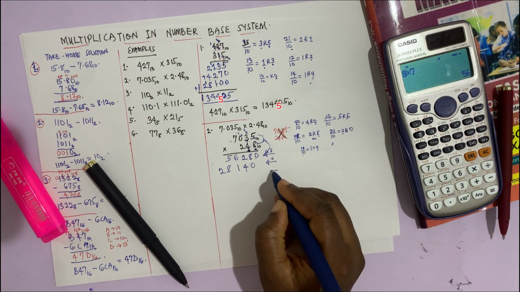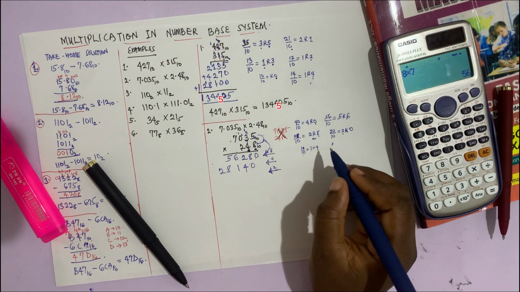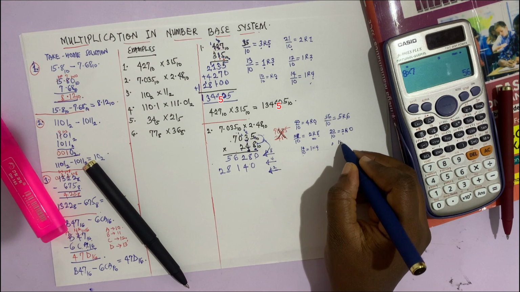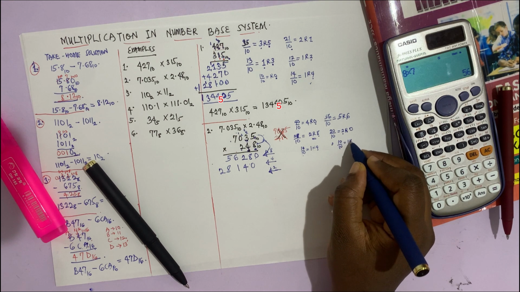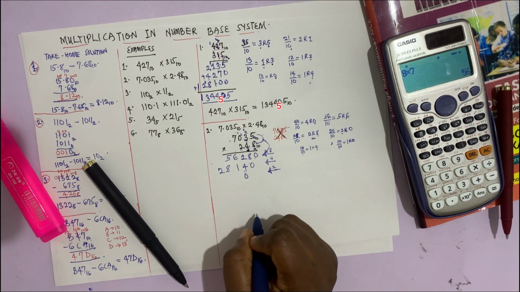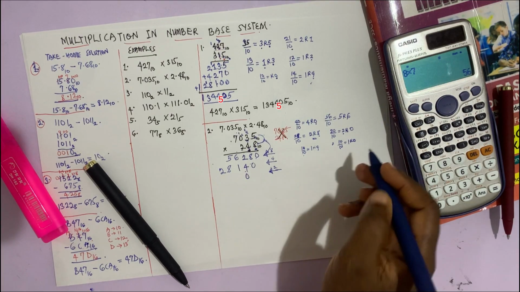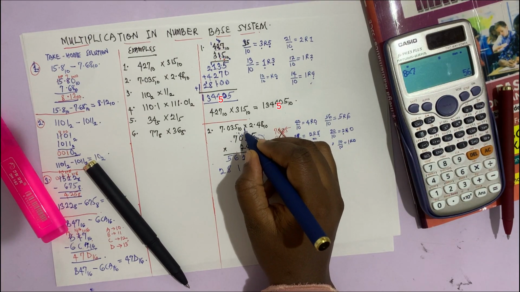And lastly, when we multiply the upper numbers by 2, 2 times 5 is 10. 10 over 10 will give us 1 remainder 0. So we write 0. Remember, directly under the 2 I'm using to multiply the next one. So we carry this 1 here.